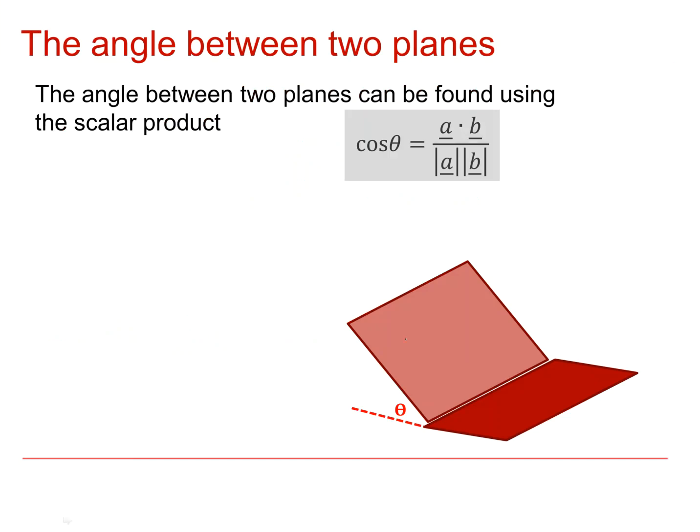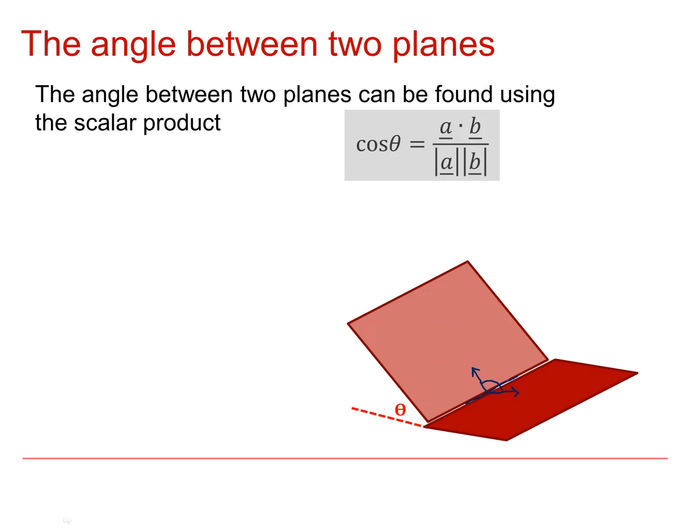Finding the angle between two planes could be quite tricky. You'd need to find the line of intersection of the planes, and then find a vector in each plane that was perpendicular to that line. Then you'd find the angle between those two vectors.